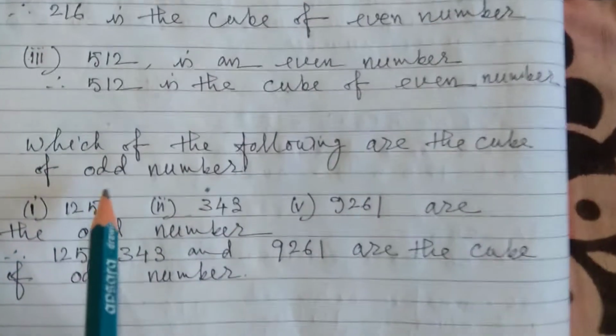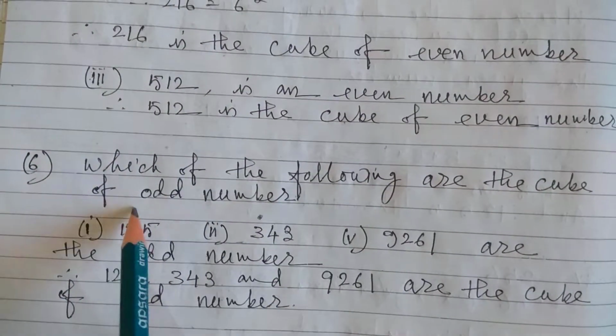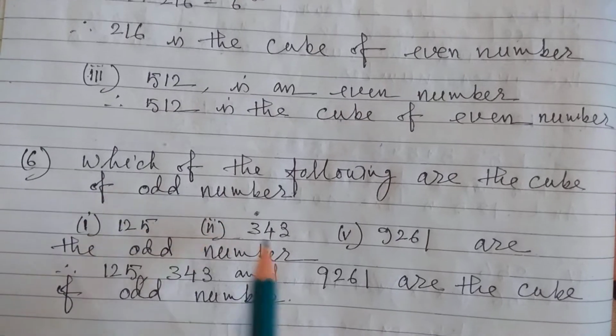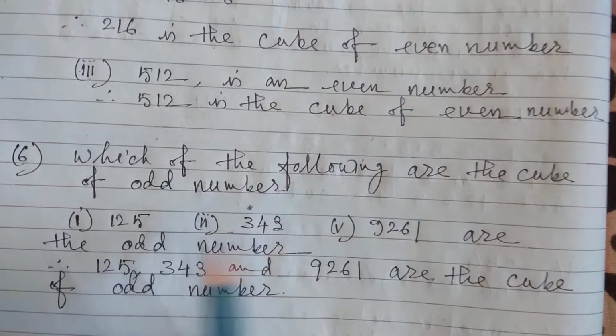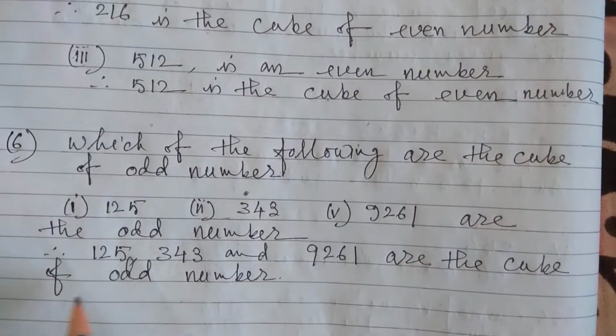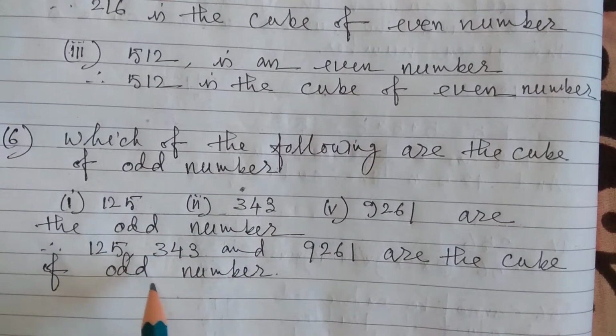Question number 6. Which of the following are the cube of an odd number? Here 125, 343, 9261 are odd numbers. So these are the cube of an odd number. These are odd numbers, so it is the cube of an odd number.